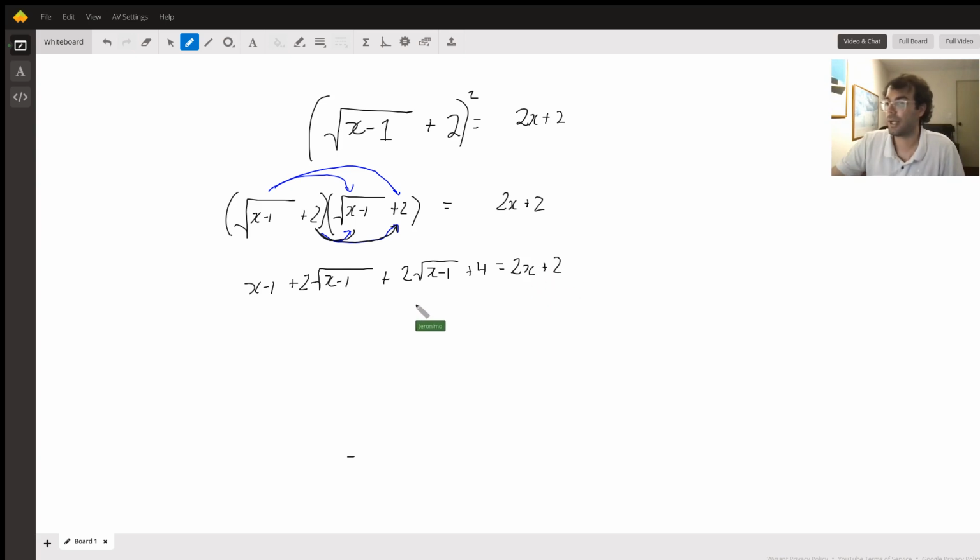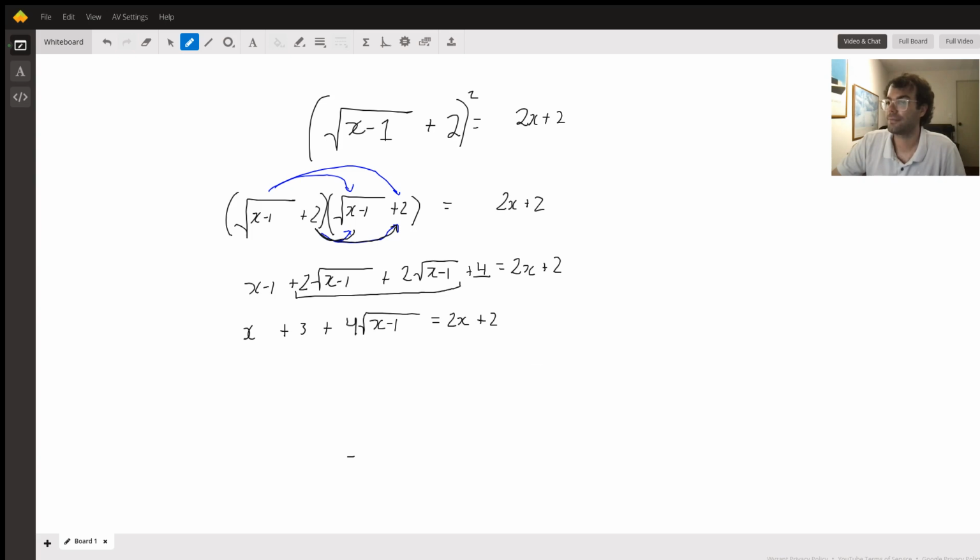We're going to group like terms. So we're going to have x minus 1 here, plus 4. I'm sorry, not equal. Plus, these two terms are the same, so we just add them up. And here's a 4 and a minus 1. So that should make a 3. So it's x plus 3 plus 4 times the square root of x minus 1. And all this is equal to 2x plus 2.